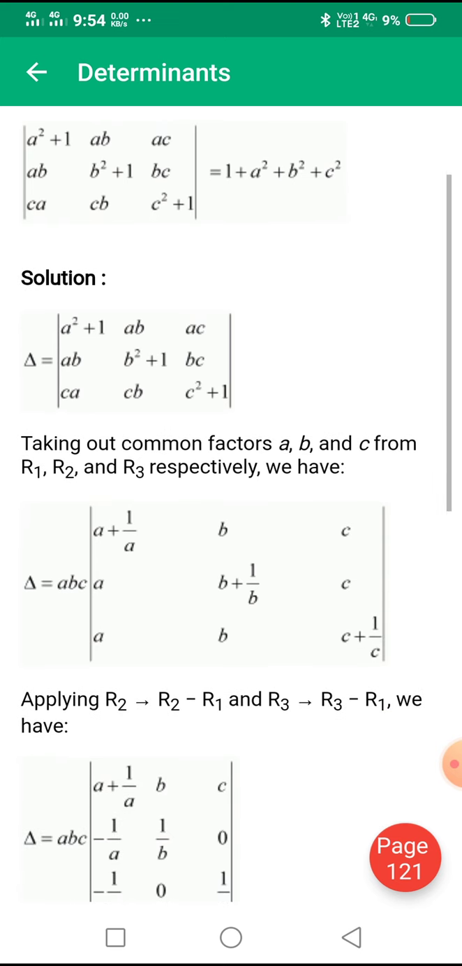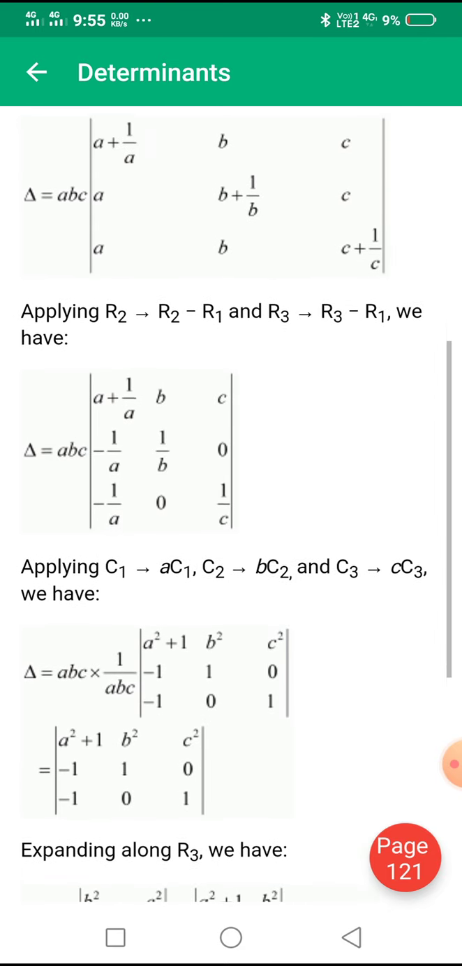As I am taking these common outside, I have to write a multiplied by b multiplied by c multiplied by the determinant, right? Here a square plus 1 is divided by a, therefore the answer is a plus 1 by a. The same way, b square plus 1 divided by b gives b plus 1 by b.